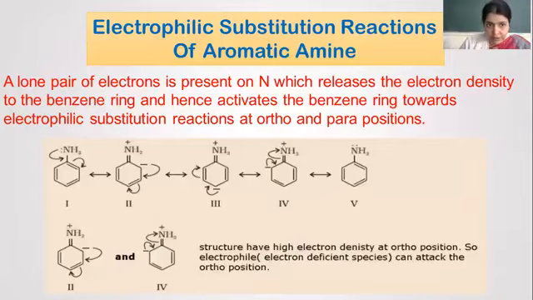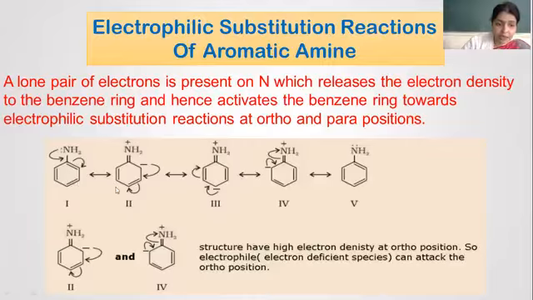The most common reactions of aromatic amines are electrophilic substitution reactions. In electrophilic substitution reactions, in aniline or in any aromatic amine, the lone pair of electrons present on the nitrogen of the NH2 group acts as an activating group, or ortho-para-directing group, and increases the electron density on both the ortho positions and the para position.